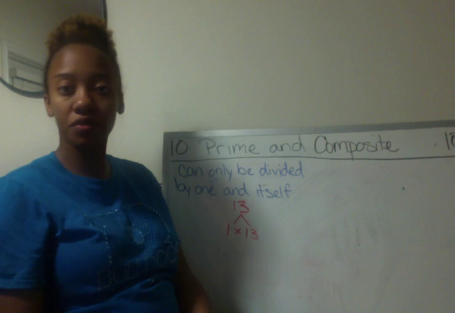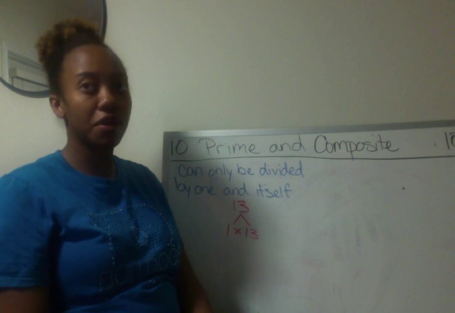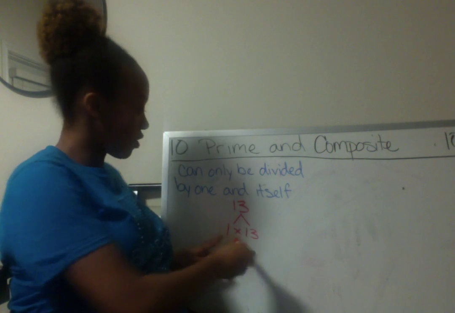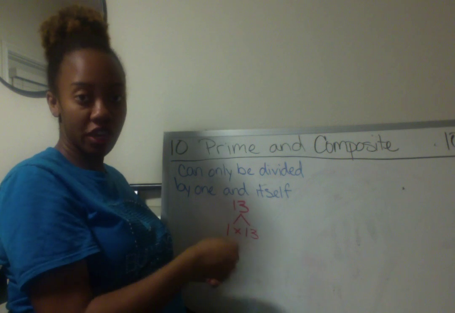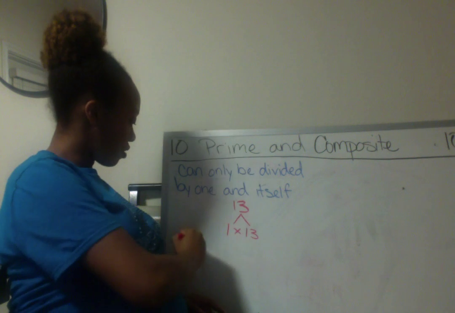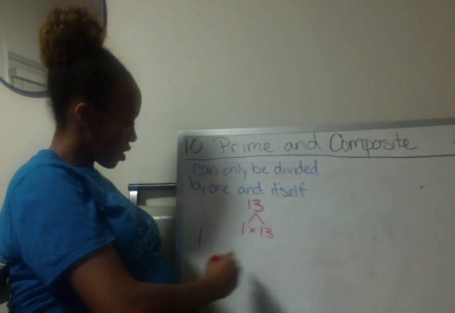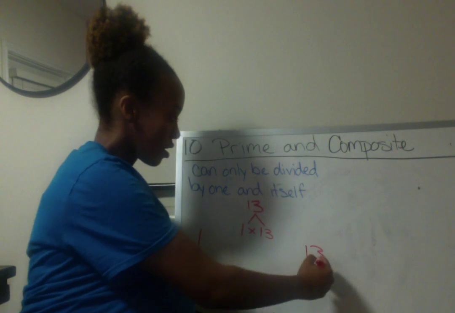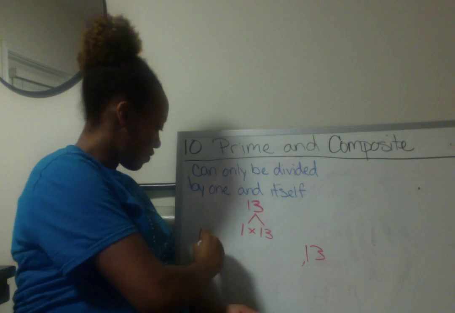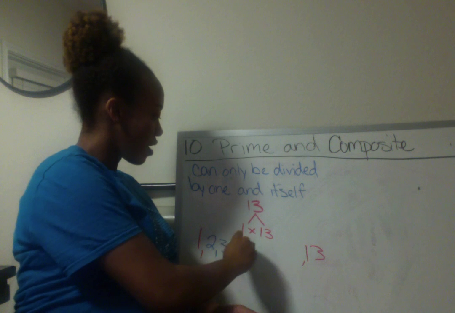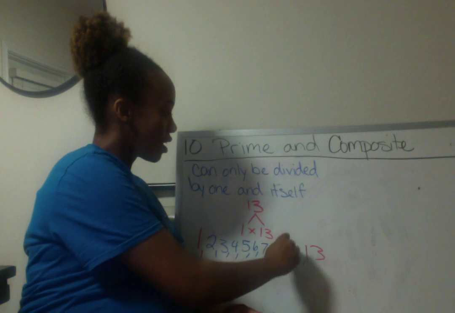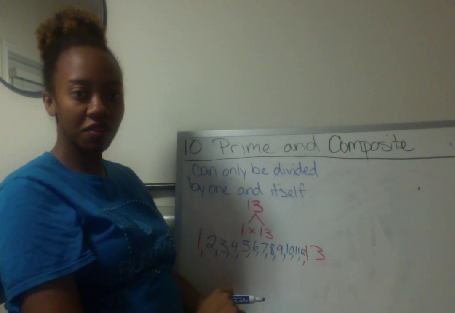13 divided by 2 is not even. 13 divided by 3 is not even. 13 divided by 4, I cannot. This is how you can check to see if a number is divisible. I have 1 on one side, and if I put 13 on this side, in between 1 and 13, I have 2, 3, 4, 5, 6, 7, 8, 9, 10, 11, 12.